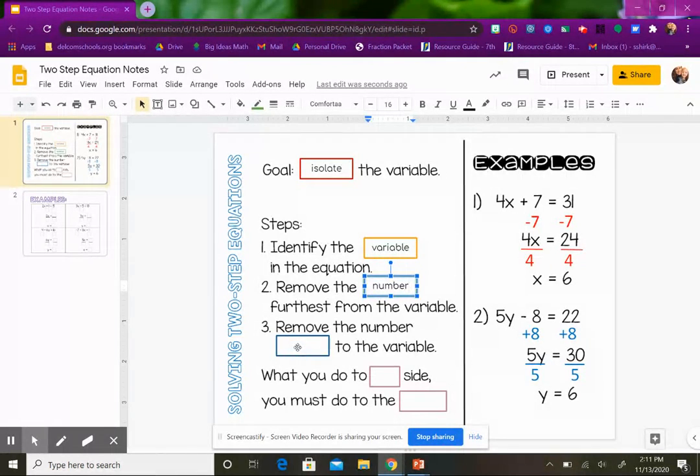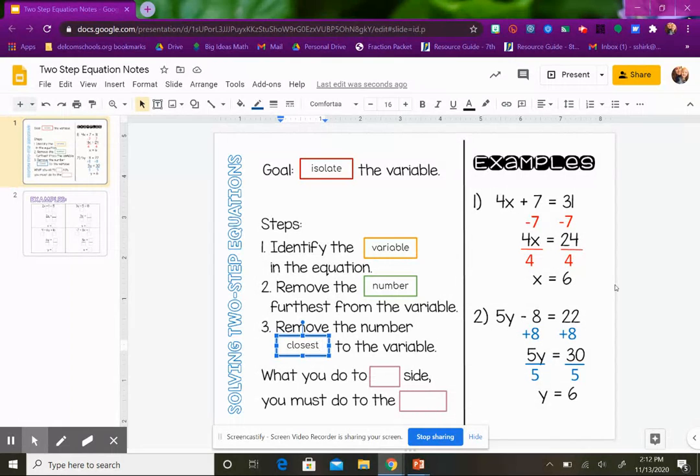The third step is to remove the number closest to the variable. And so in this case, it's 4. And we talked about this last week. 4x is 4 times x. So what 4 times what number is 24? If I did not know that, I would perform the opposite of multiplication, which is division, which is why I have this line here. So I divide by 4, and 4's cancel, and I have x equals 24 divided by 4 is 6.